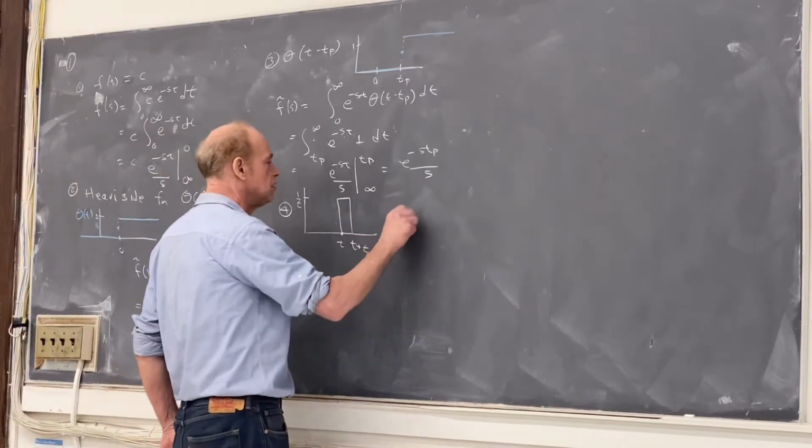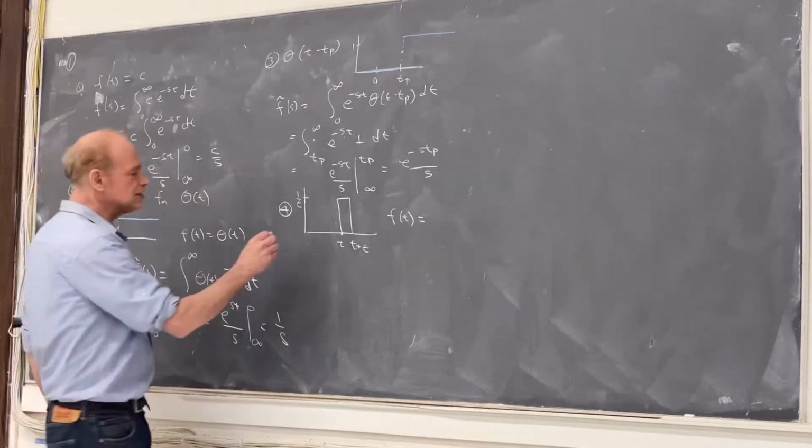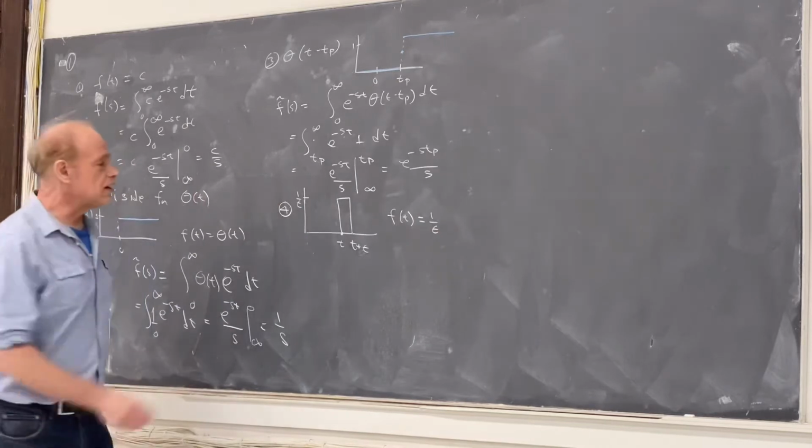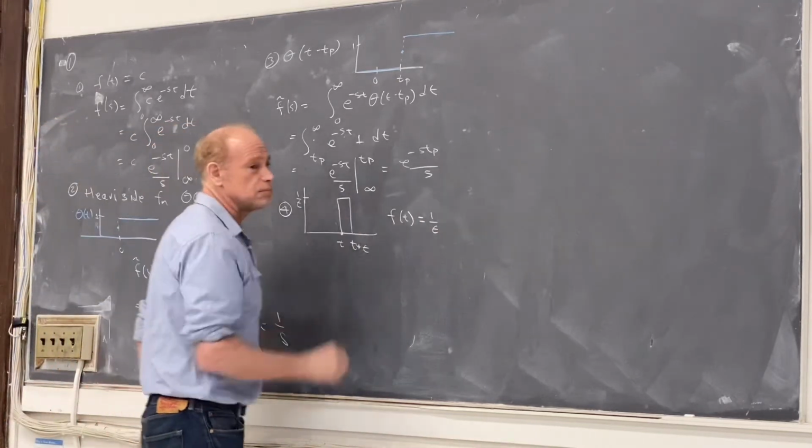Okay, so if I want to construct this, one way of constructing that is I can call that f of t be equal to, well, this looks, so it's 1 over epsilon.